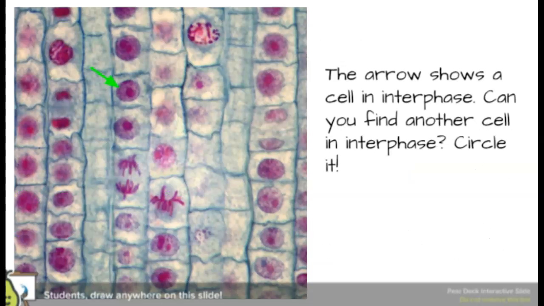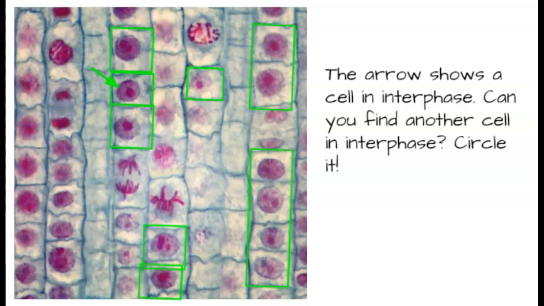Here we have a picture of cells underneath the microscope, and this green arrow is showing a cell in interphase. Notice when the cell's in interphase, we see the nucleus. Remember we said the nuclear membrane is visible? So this pink blob in the middle is the nucleus. I want you to see if you can find another example of a cell in interphase. You don't have to click anything, just see if you can find it. All of these are examples that I found, and there's even more over here. Notice they all kind of have that pink blob in the middle.